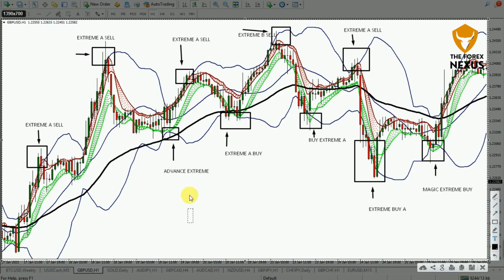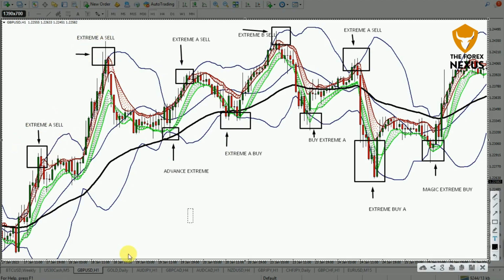Now what is advanced extreme? When the market gets rejection from EMA 50, it is called advanced extreme. Okay, there are 4 types: extreme A, B, magic extreme. This one is magic extreme. This one is extreme A buy, extreme A sell, extreme B sell, extreme A buy, advanced extreme, extreme A sell, extreme A sell.